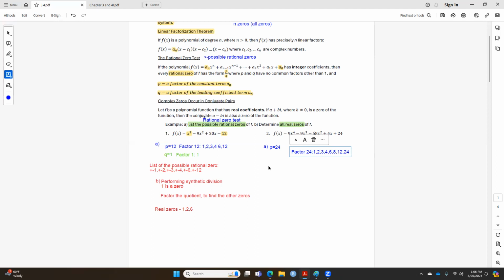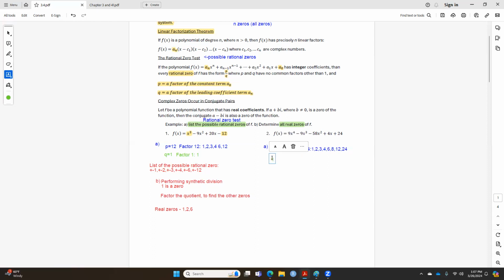So what I do is I keep going 1, 2, 3, 4, and 5. 5 cannot go into 24. Then the next one is 6, which is already a factor paired with 4. And then the next one is 8, which pairs with 3, then 12 pairs with 2, and 24 pairs with 1. So this is how you get the factors of a number. That's how we figure out the factors for P.